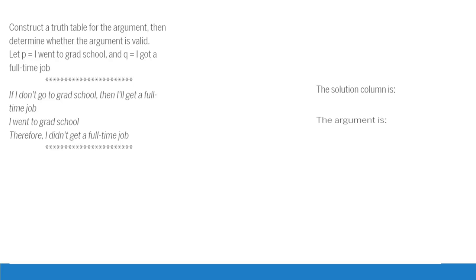Now let's look at a logical argument. Construct a truth table for the argument, then determine whether the argument is valid. We'll let P be I went to grad school, and we'll let Q be I got a full-time job. So our logical argument is, if I don't go to grad school, then I'll get a full-time job. I went to grad school, therefore I didn't get a full-time job. We'd like to know what the solutions column is and whether the argument is valid or not valid. Pause the video and come up with a solution.